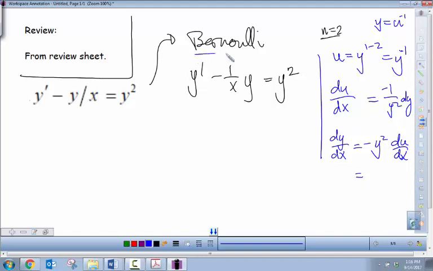This is the Bernoulli, and for Bernoulli we need to substitute u equals y to the 1 minus n. That's the method. This is y to the 1 minus n, yeah. It's a Bernoulli equation, and it's a substitution. So I don't know if we call it a Bernoulli method or what.